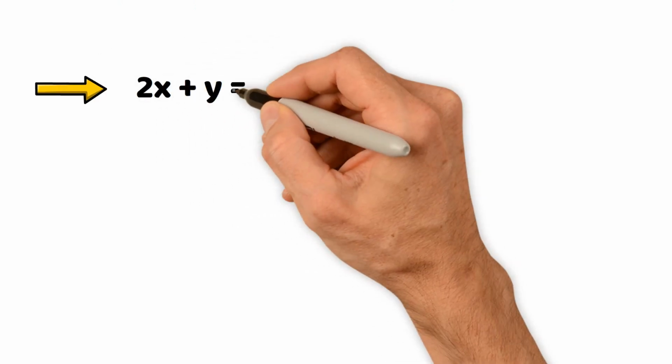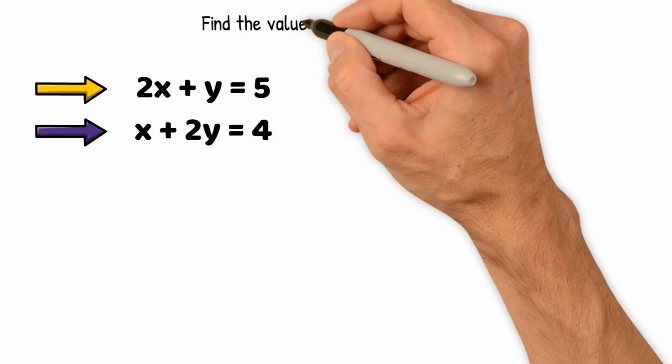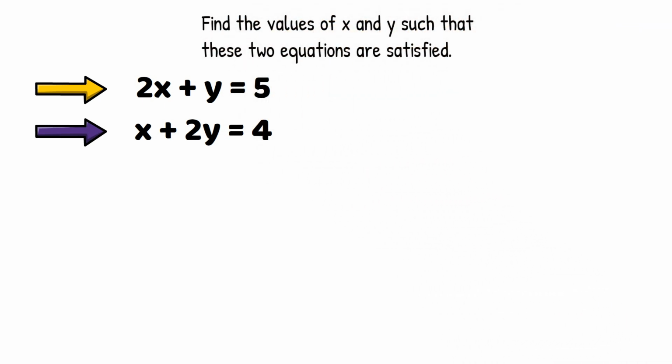In this lecture, we'll consider linear equations with two variables. For example, consider the two equations 2x plus y equals 5 and x plus 2y equals 4. Find the values of x and y such that these two equations are both satisfied.